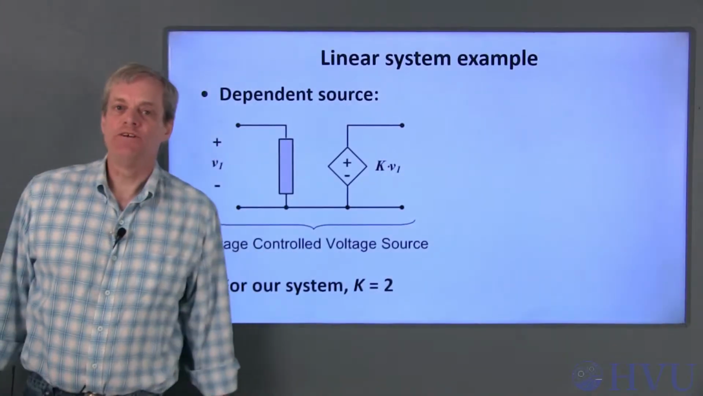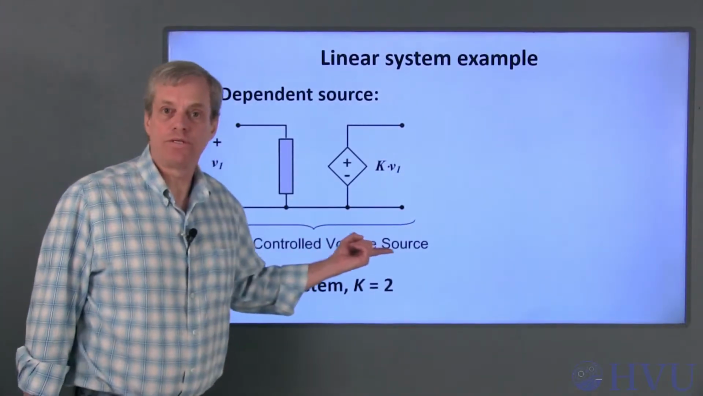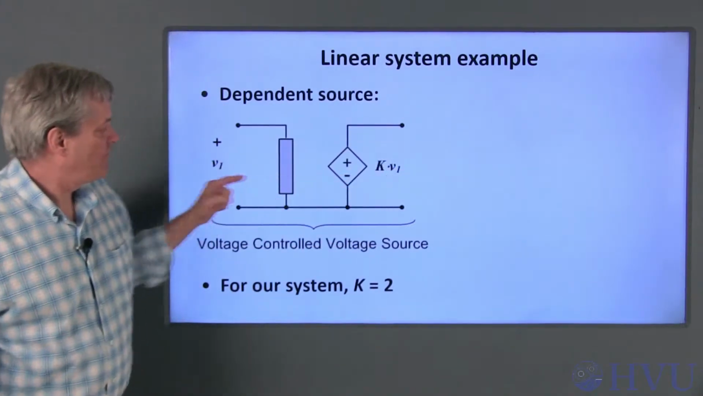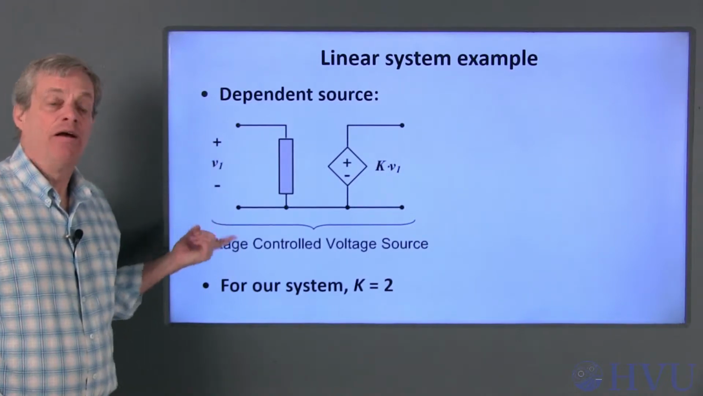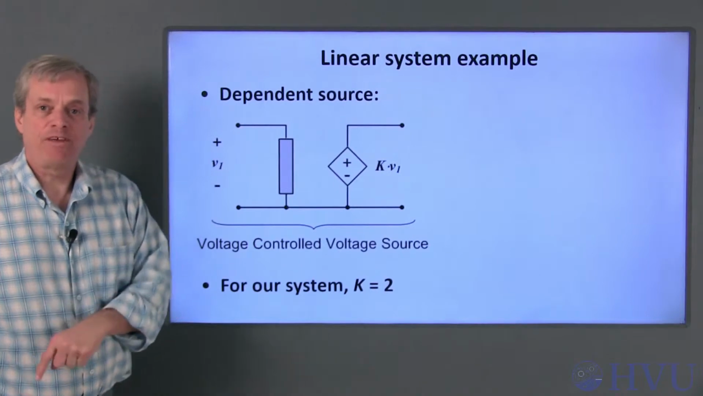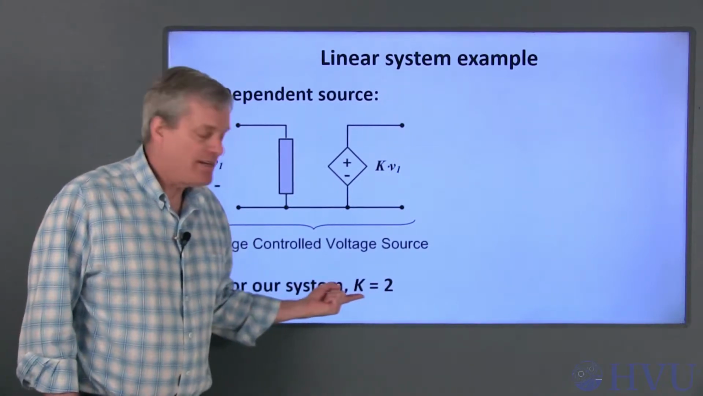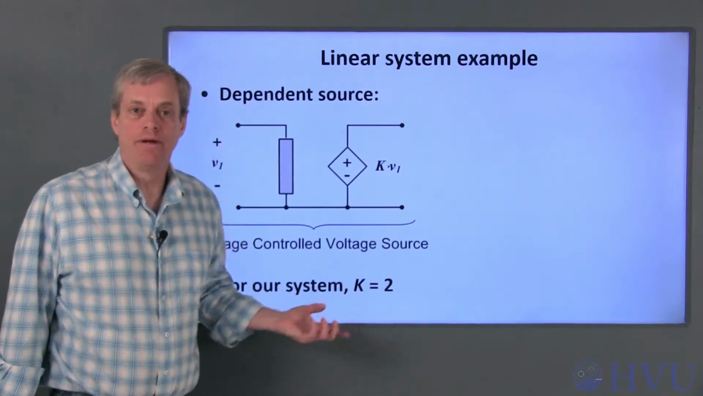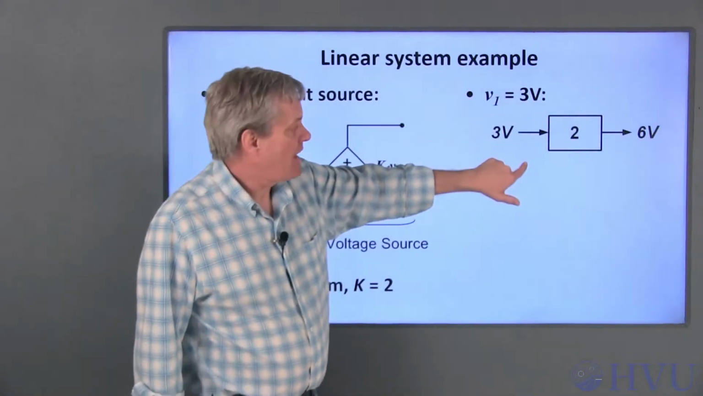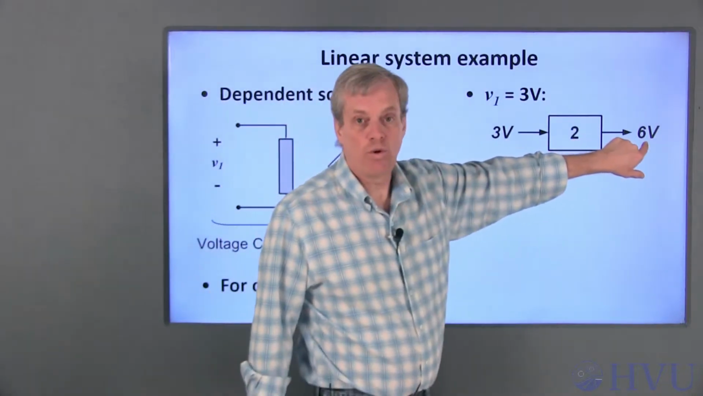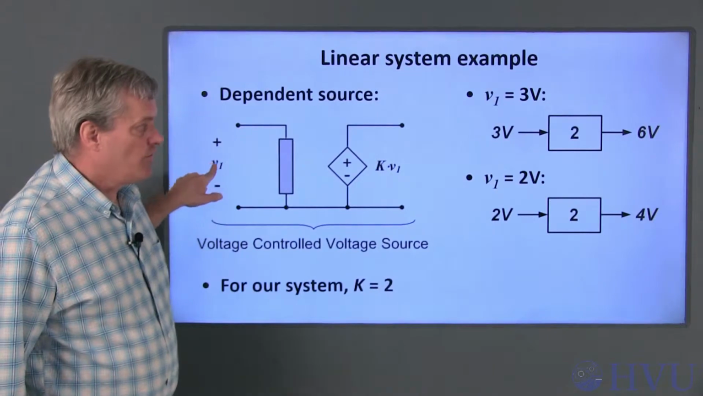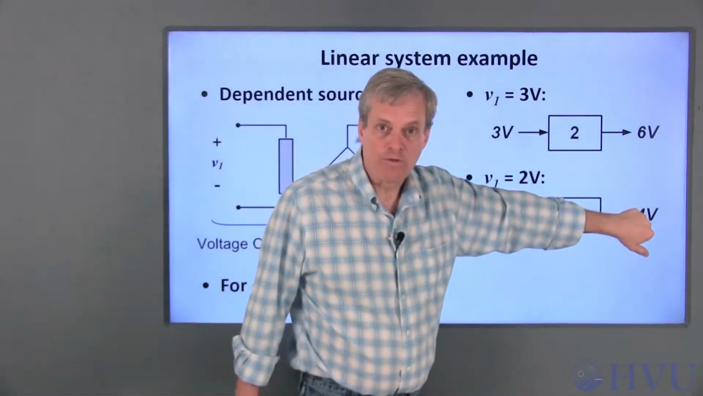An example of a linear system is this dependent source. The source output voltage is some gain K times V1, which is the voltage over here. That makes this a voltage-controlled voltage source. For my specific example here, I'm going to use a dependent source gain of 2. If the voltage V1 is equal to 3 volts, the output voltage is 3 times 2, or 6 volts. If the input voltage V1 is 2 volts, the output voltage is 4 volts.